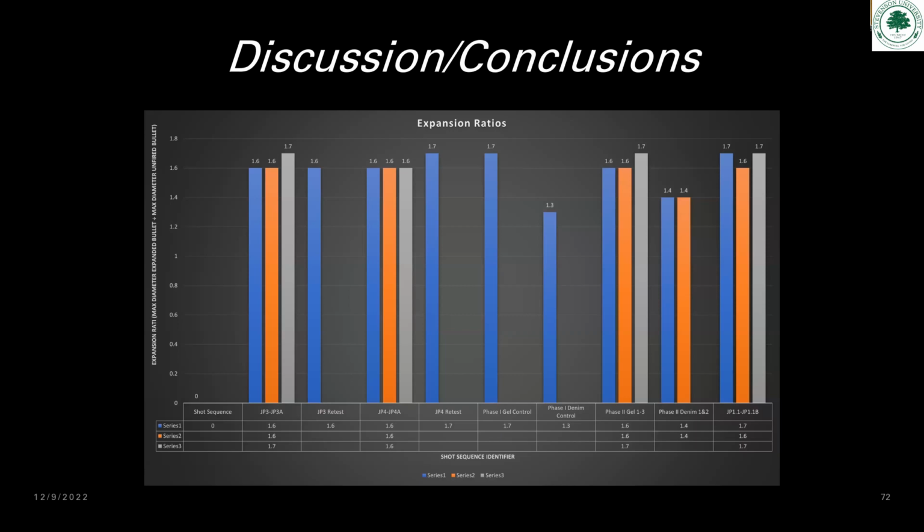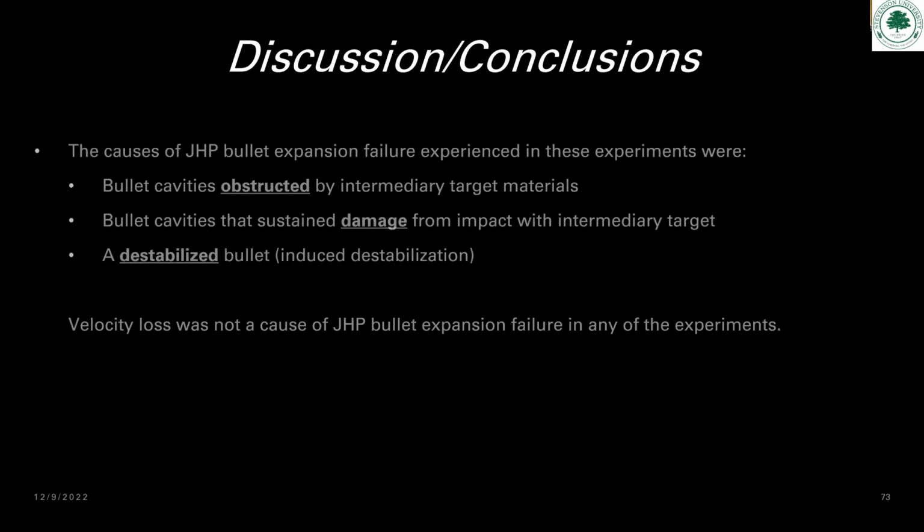So when we put them all in a bar graph, you can see what that looks like. The JP3, the retests and the original expansions are all very similar. We either have 1.6 or 1.7 expansion ratios until we get into the denim, where we have significantly lower expansion ratios. So that's what that data looks like.